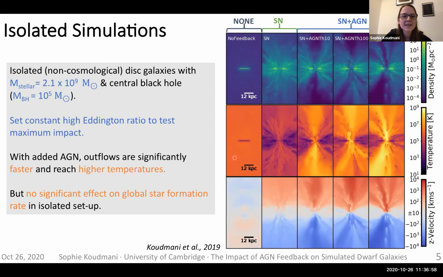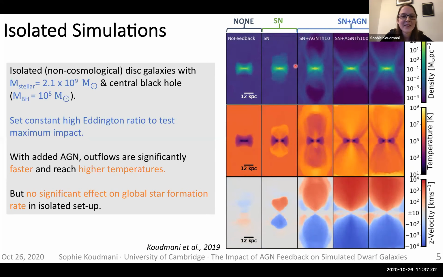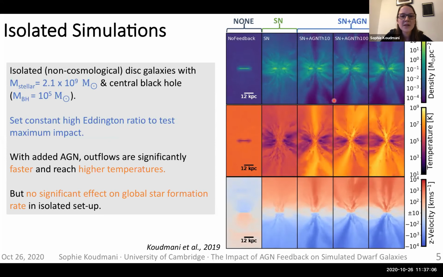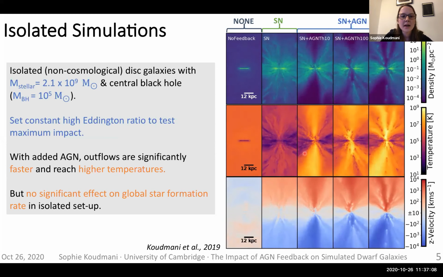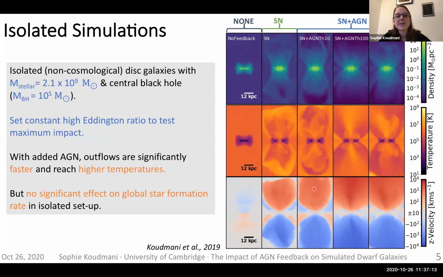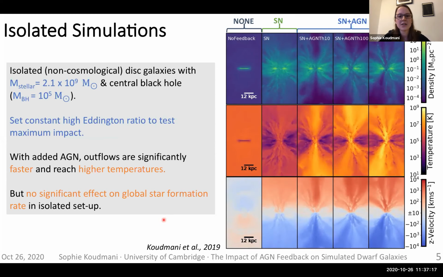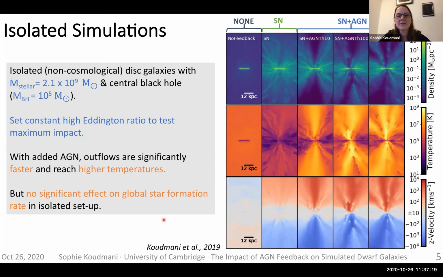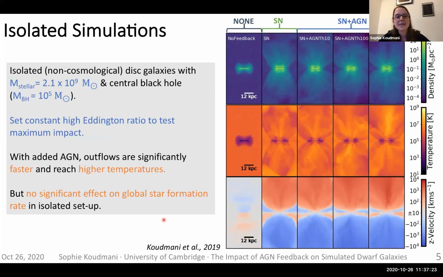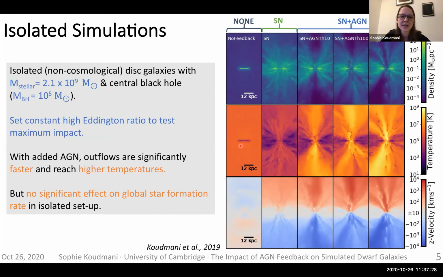Here this first column is a run without any feedback, so not much is happening, no outflows. The second column is a run with only supernova feedback, and then the last 3 columns are different variants of AGN feedback. And for all of these AGN feedback runs, we set a constant high Eddington ratio, again matching these very highly accreting AGN in dwarfs that have been observed, to test the maximum direct impact that an AGN could have on these systems.